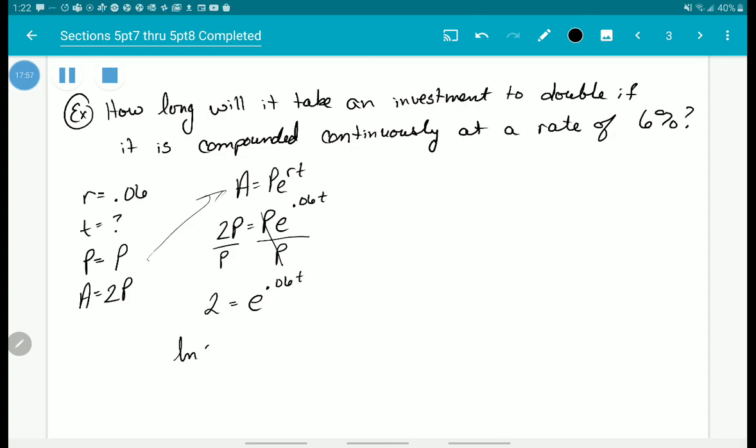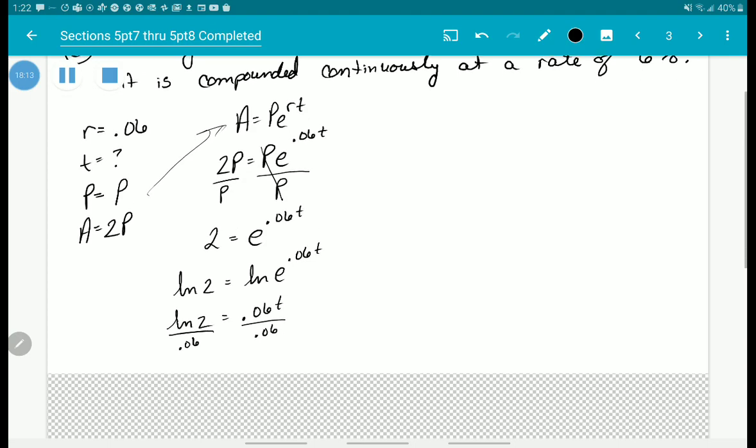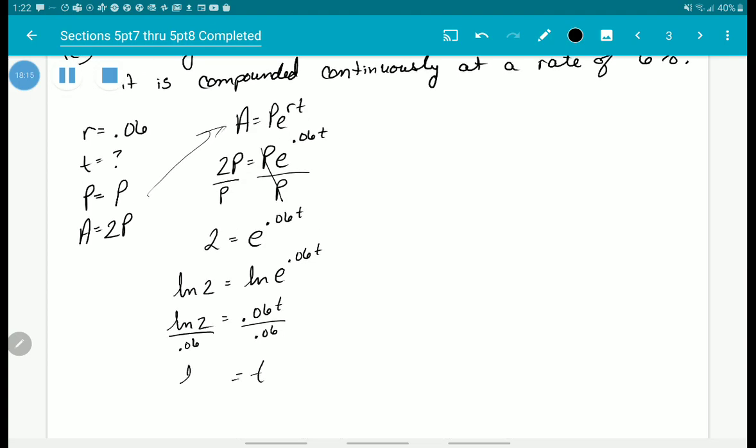And now we're going to take the ln of both sides. On the right, we're going to have 0.06t. And then if we divide by 0.06, then t is going to be the ln of 2 divided by 0.06. Which would be about 11.55 years. So that's how long it would take us to double.